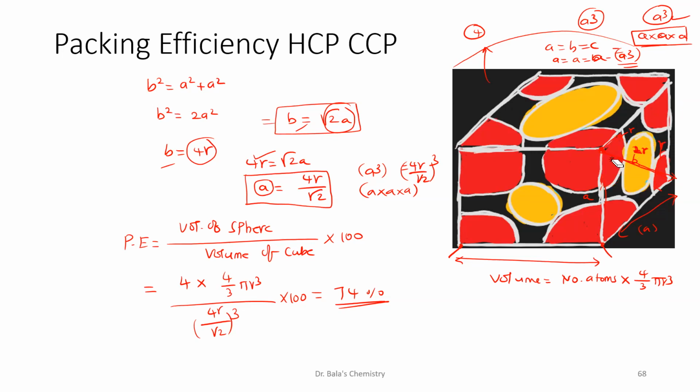Why am I taking this triangle, and why am I taking this B here? Because this is the only touching possibility. This red color atom is touching this one, and this atom is touching this one. There is no gap between them. That is how we can calculate the radius. Is that clear?